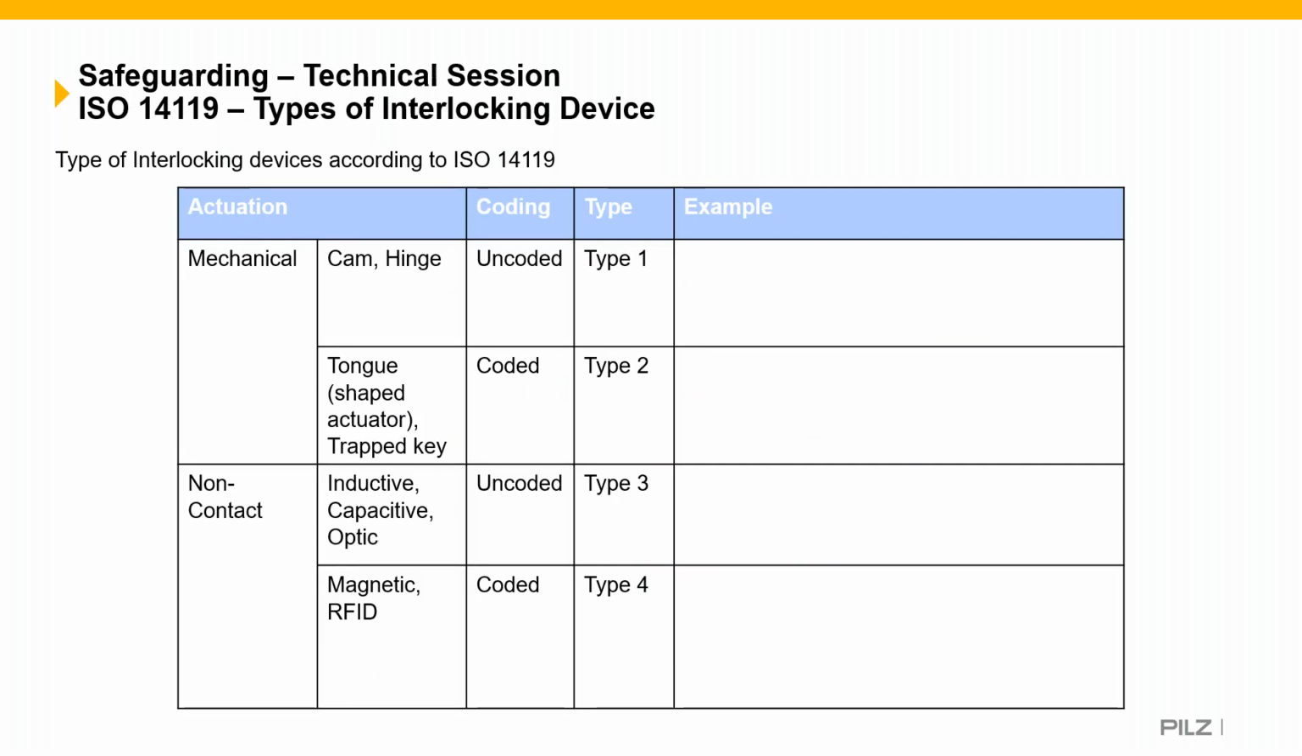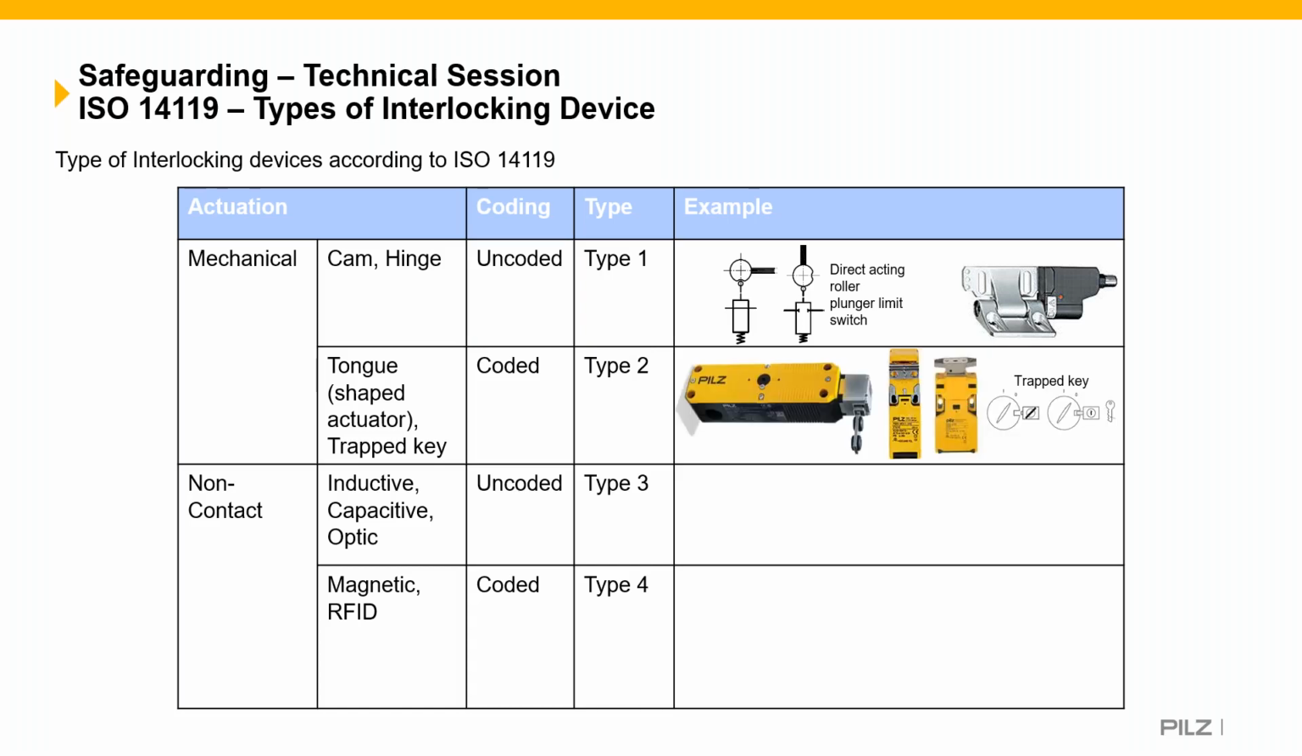So if we look at mechanical, you've got cam and hinge type, they're uncoded and they're type 1. And examples would be the direct acting roller or a plunger limit switch. You've then got mechanical tongue-shaped actuators or trap key systems. These are coded and they're type 2.